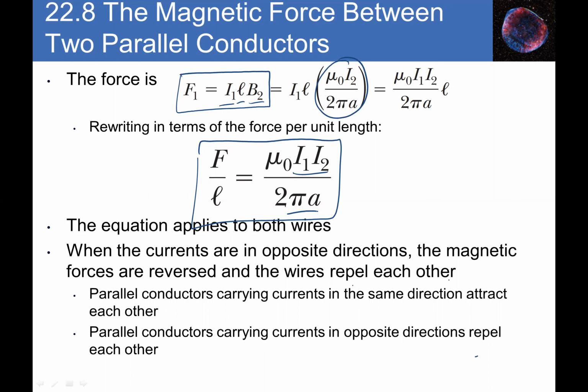Right. So similar things you can think of, that same thing can be applied to two loops. If they have the same direction of current, they're going to be attracting one another. If they have opposite directions of current, then they're going to be repelling each other. So it's kind of the same thing for the wires and the loops.